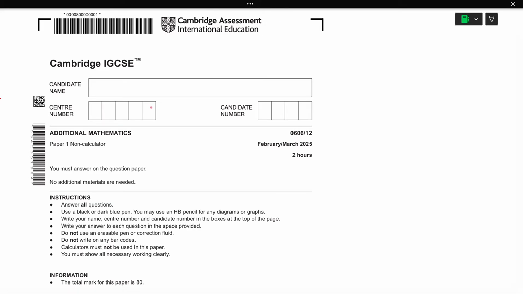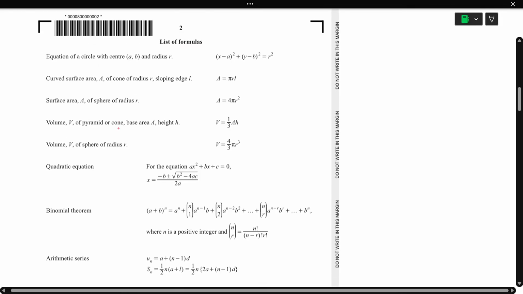Yeah, we are going to do the 606 12 additional math non-calculator paper, the March 2025 paper. Let's go for the first question.